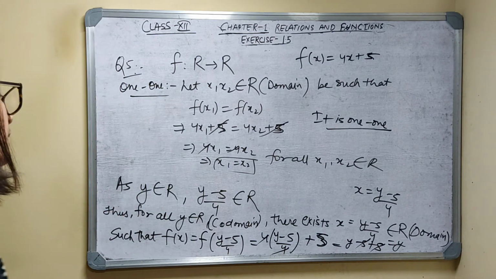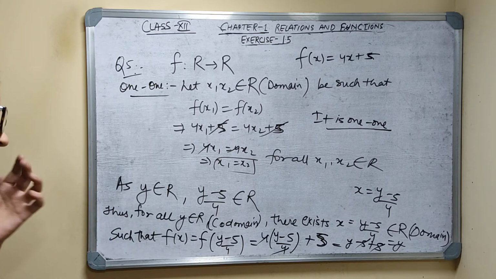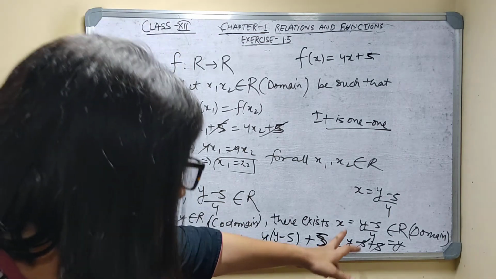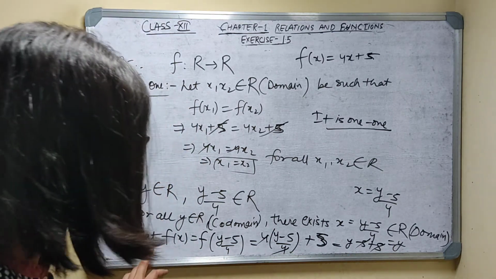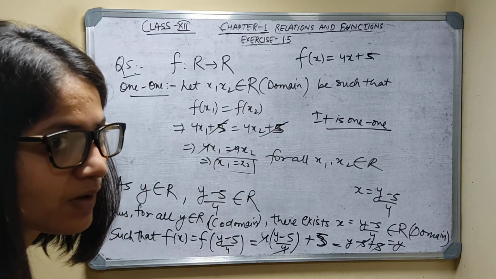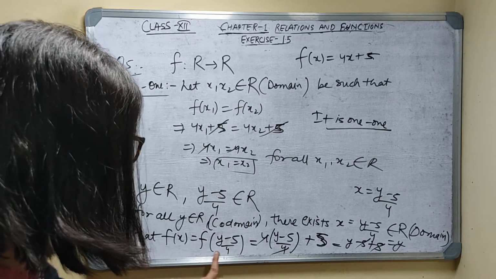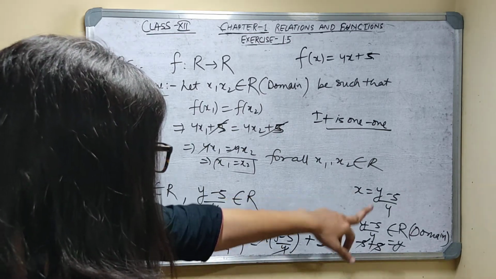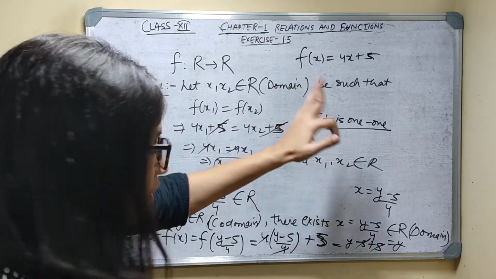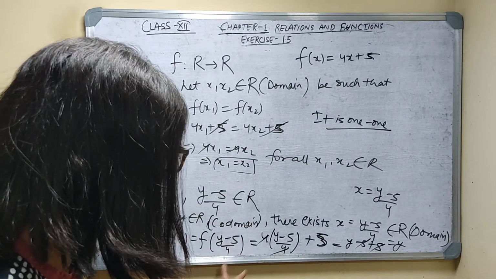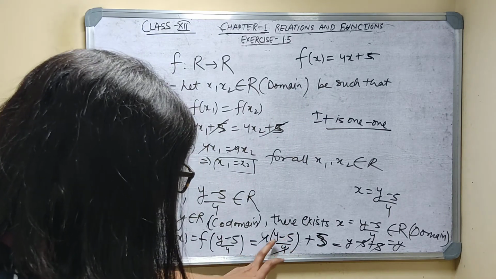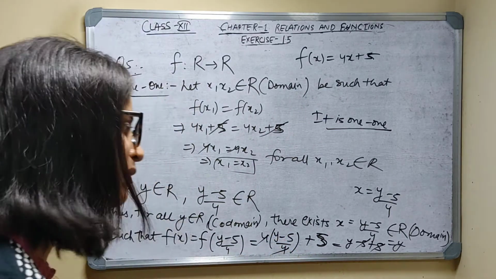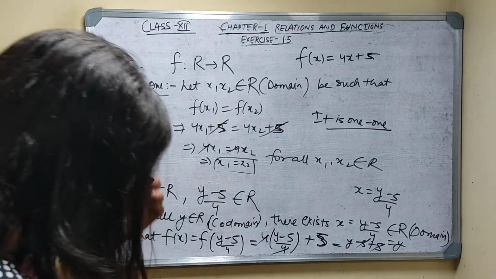You know, for a function, if it is an invertible function, f of x is equal to y, then f inverse of y is equal to x. That is clear. So here f of x is equal to y, and f inverse of y is equal to x. f of x is equal to 4x plus 5. So f of (y minus 5)/4 is equal to 4, at the place of x, I am writing (y minus 5)/4. 4 cancels. y minus 5 plus 5 cancels. So y. So f of x is equal to y.